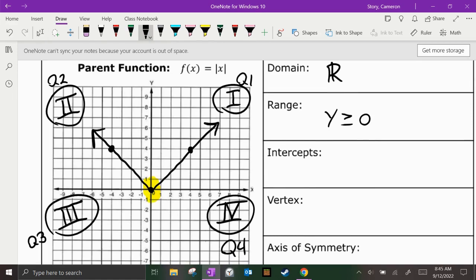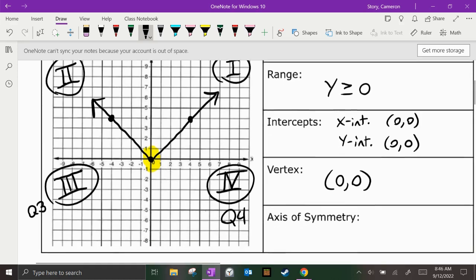Okay, we call this the vertex. For the parent function, it's at 0, 0. For the intercepts, the x-intercept and the y-intercept are going to be the same, since it crosses both axes right here at 0, 0. It does not cross any other time.